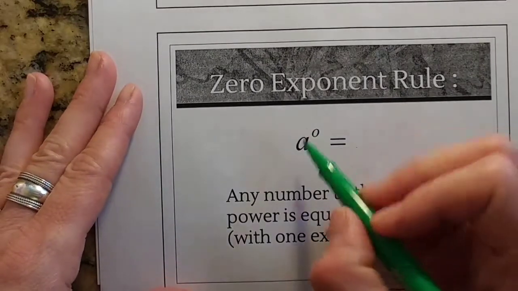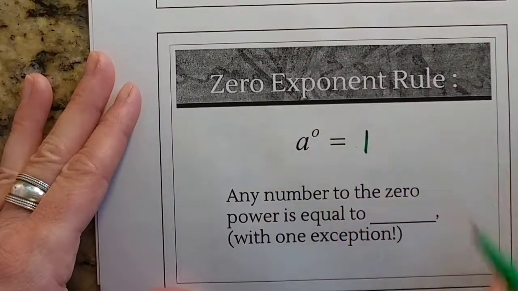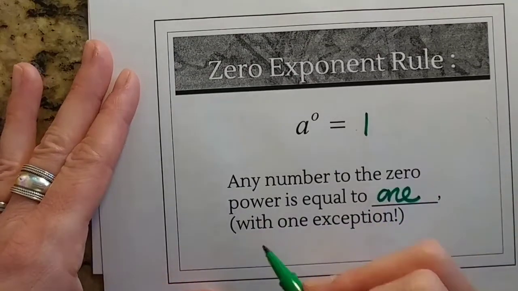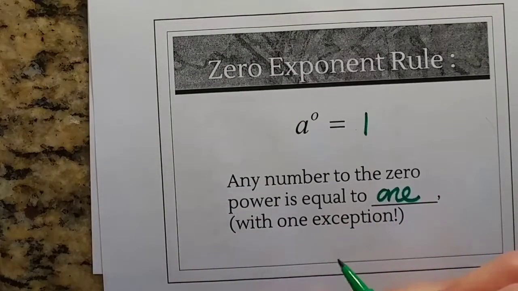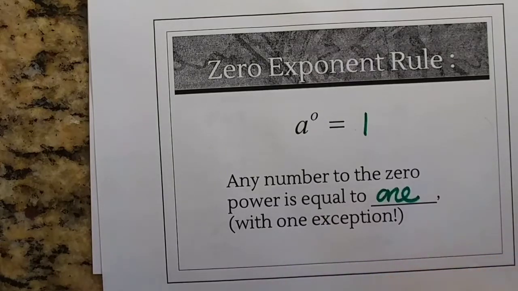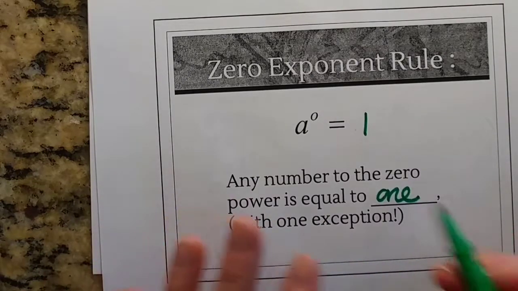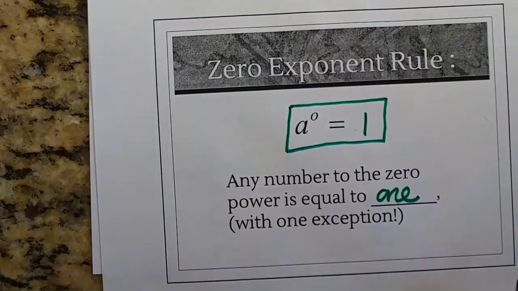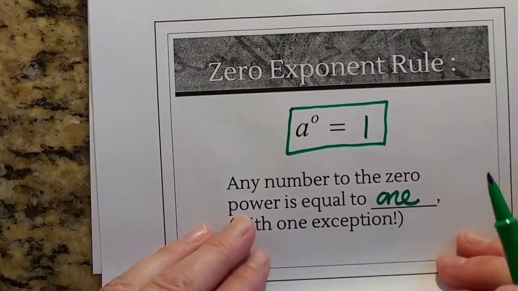So we can write that any number a to the 0 power is equal to 1. Any number to the 0 power is equal to 1. Now there is one exception to that. 0 to the 0 power is not equal to 1, but for what we do in math here in 8th grade, any number taken to the 0 power is going to be always equal to 1. Okay, so there's our zero exponent rule.